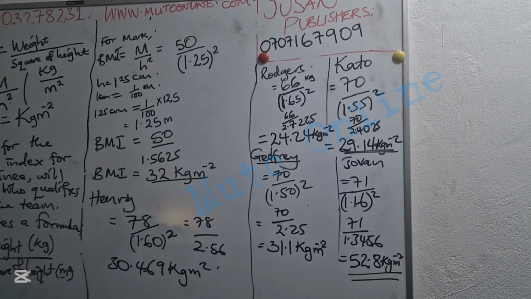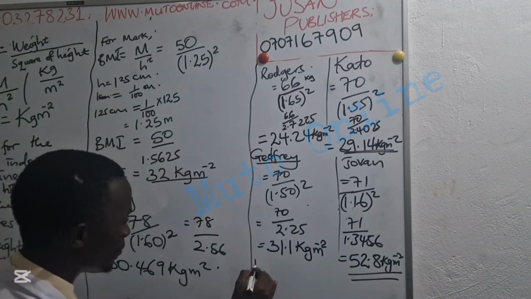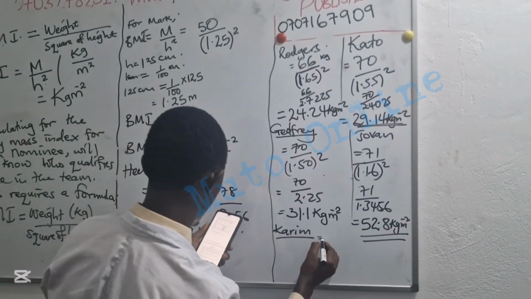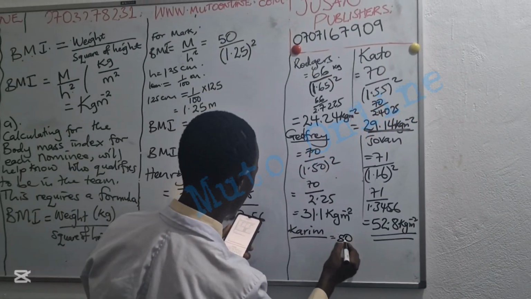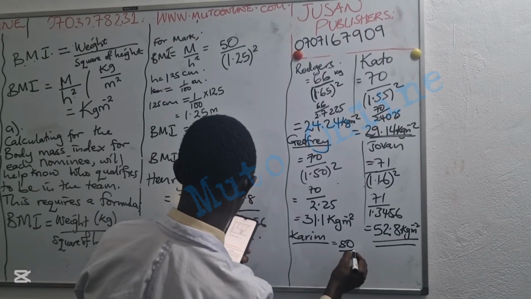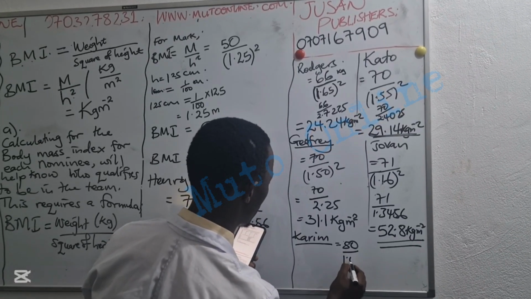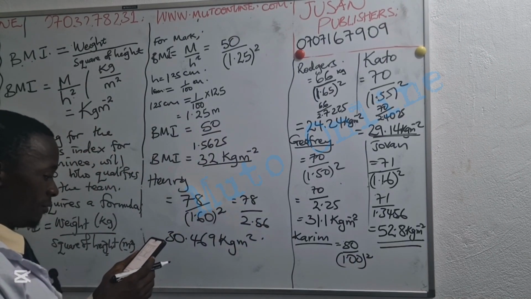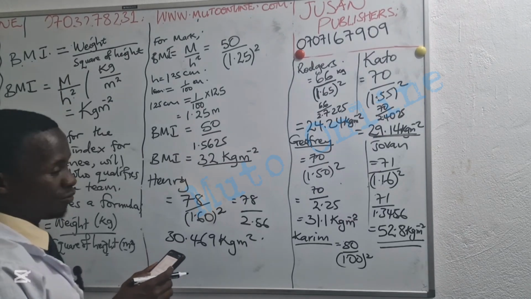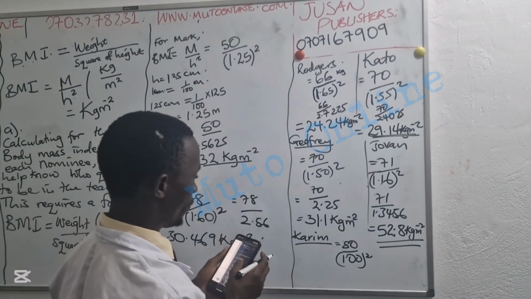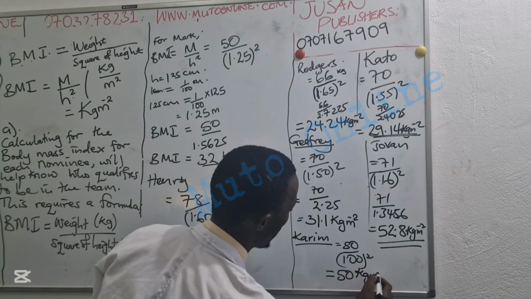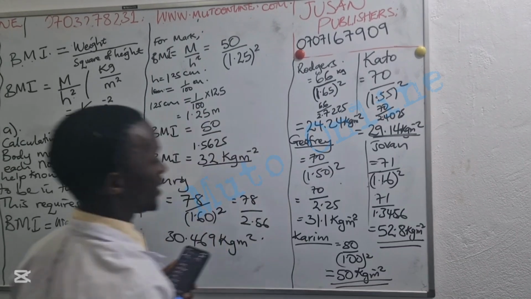And the last person is Karim, of weight 50 over the square of the height, which is, the height is 1.00. This is squared to have a square of 1 is 1, to have 50 over 1 to be 50 kilograms per meter squared as the BMI.